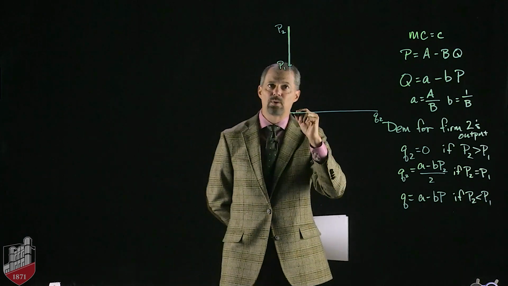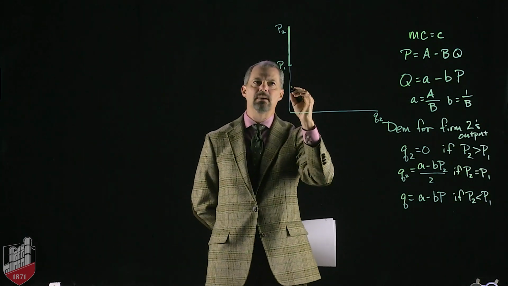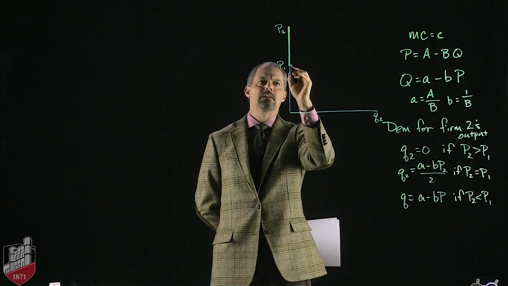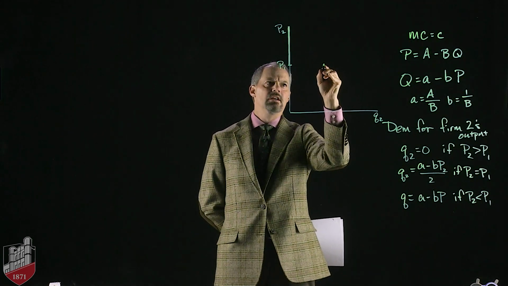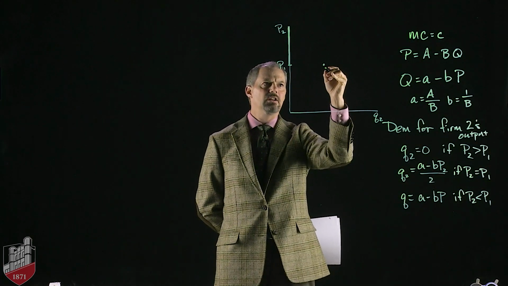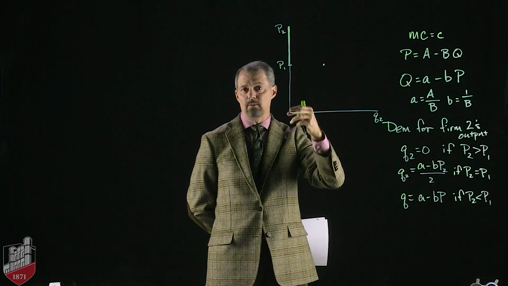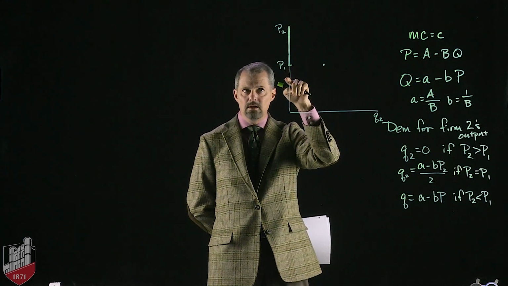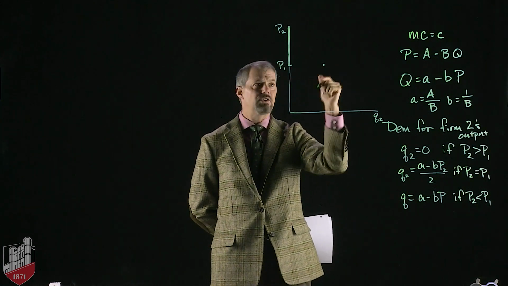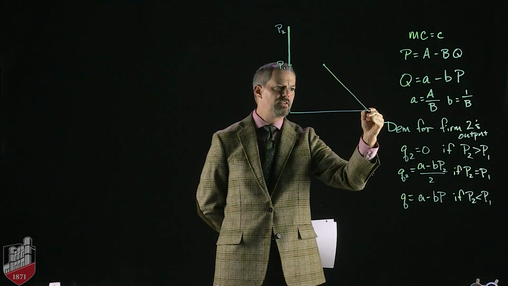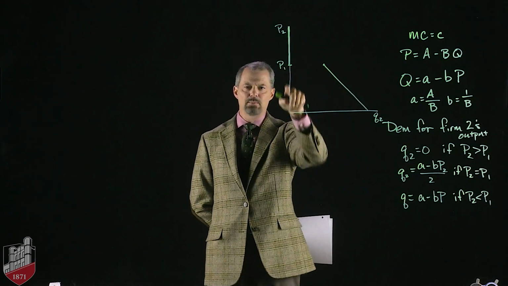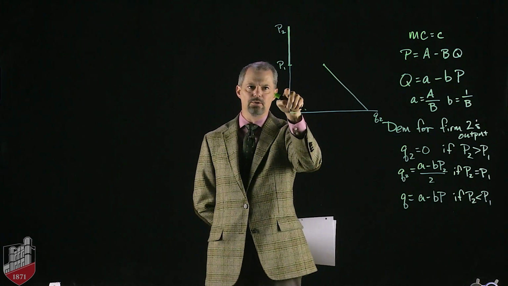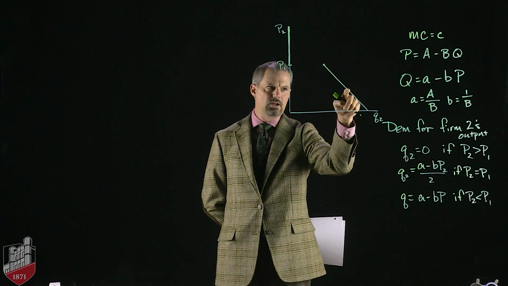Let's think about if price is equal to P1. Actually, let's think about price being a little bit lower than P1. In that case, firm 2 is going to be the only firm in the market, and the more firm 2's price is below firm 1's, the more firm 2 is going to sell. So the demand curve is going to be just the rest of the demand curve. This would be the market demand curve at any price below P1. So if firm 2 sets a price down here, they're going to sell a quantity out here.